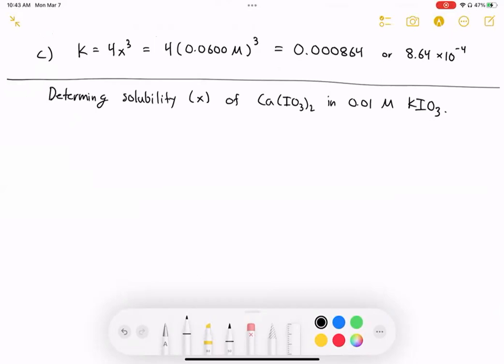So we will study the common ion effect. The common ion is iodate. So the iodate appears in both solids, potassium and calcium. And we must know that 0.010 molar IO3 minus is from KIO3. So that's coming from KIO3 and not from the calcium. So it's not the calcium it's coming from, but the KIO3 instead.